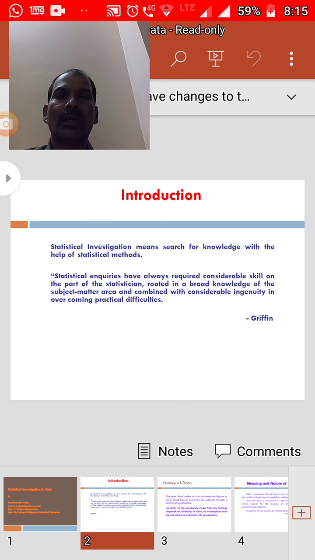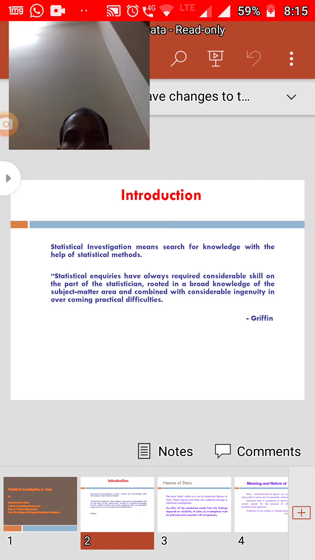According to Giffin, statistical inquiries have always required considerable skill on the part of the statistician, rooted in a broad knowledge of the subject matter area and combined with considerable ingenuity in overcoming practical difficulties.